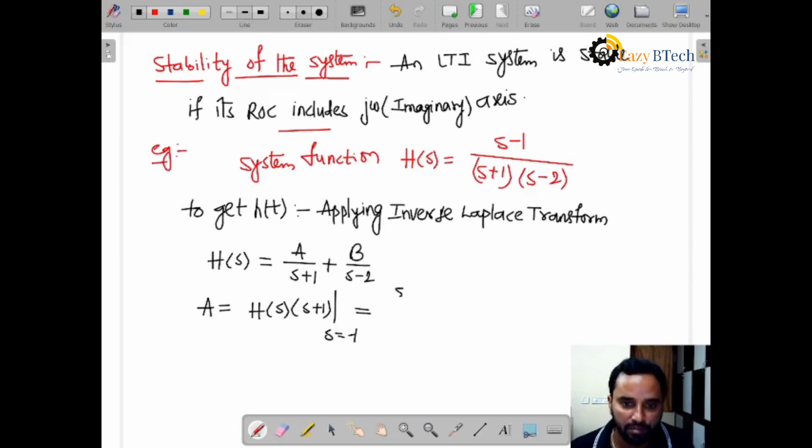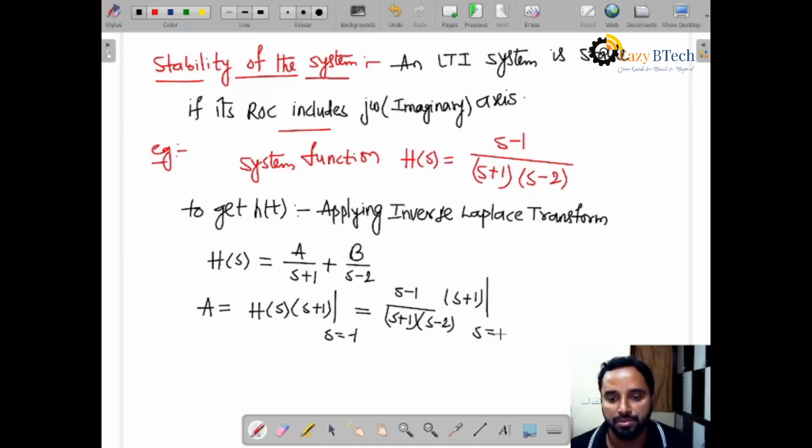So what is H of s here? H of s is s minus 1 by s plus 1 into s minus 2, and it is multiplied by s plus 1. After multiplication, substitute s equal to minus 1. So here s plus 1 cancels. Minus 1 and minus 1, minus 2, divided by minus 1, minus 2, minus 3, it is 2 by 3. This is the A value.